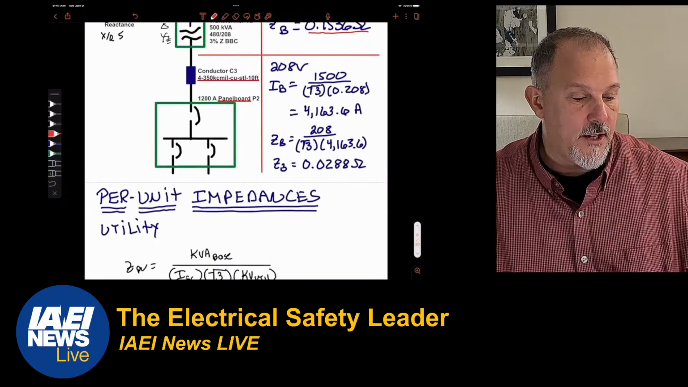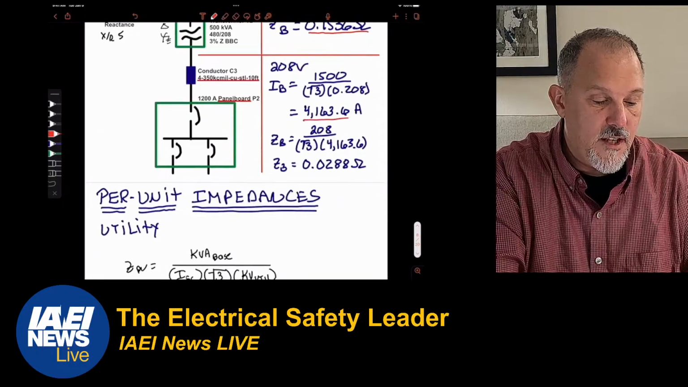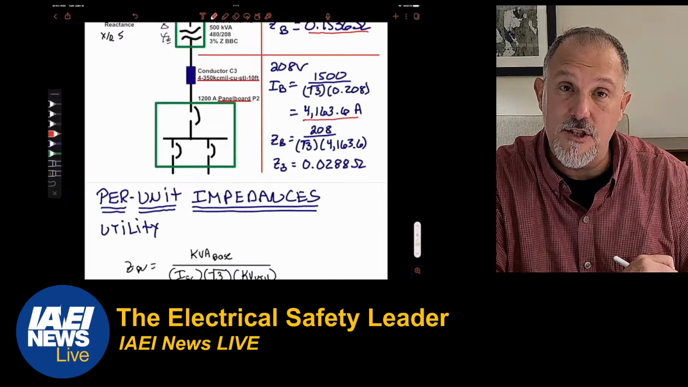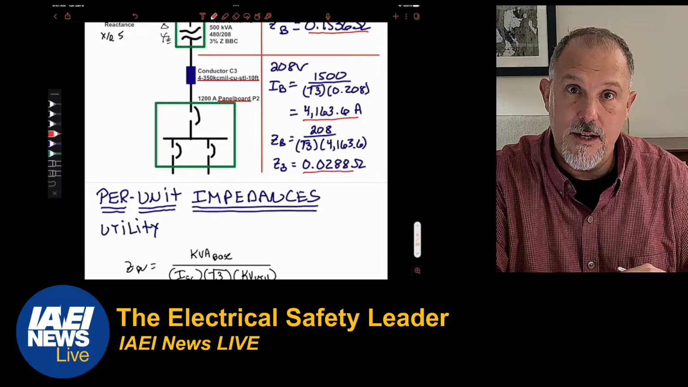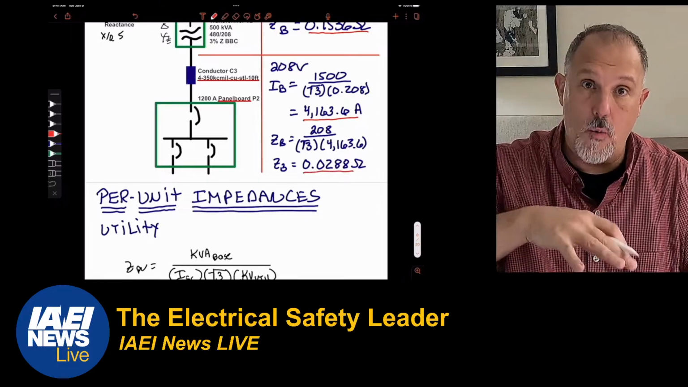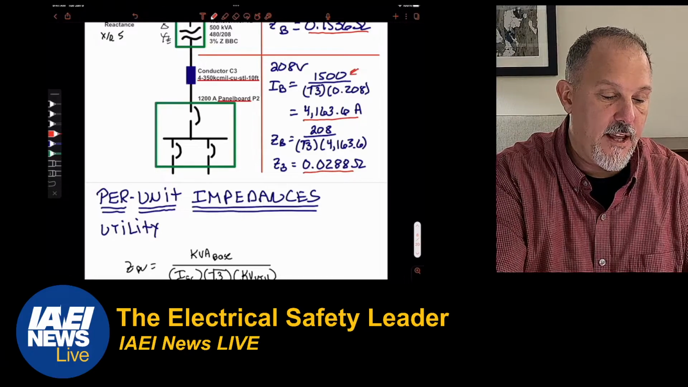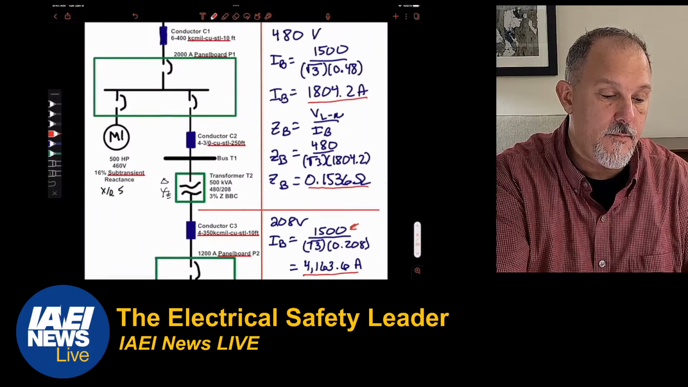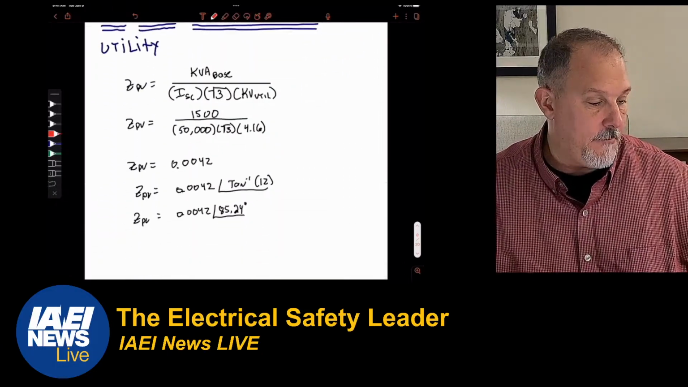We also calculated the base values on the 208 volt system: 4163.6 amps is your base amps and 0.0288 as your base ohms, all of it on a 1500 kVA base. So we did all of that last video.